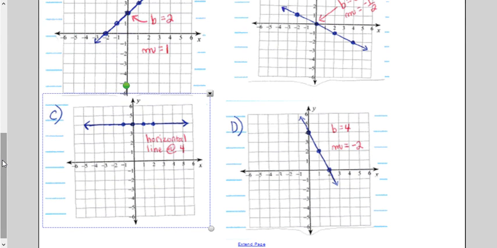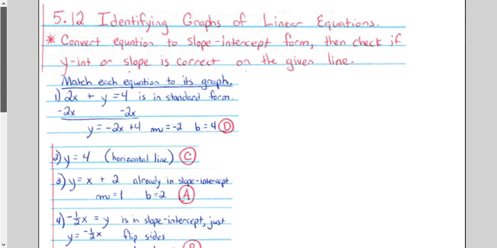And that's all you really have to do to be able to identify a graph of a linear equation. If you can get by with your horizontal and vertical lines, then just flip all of your other equations into slope-intercept and use that data, the y-intercept and the slope, to match it up.